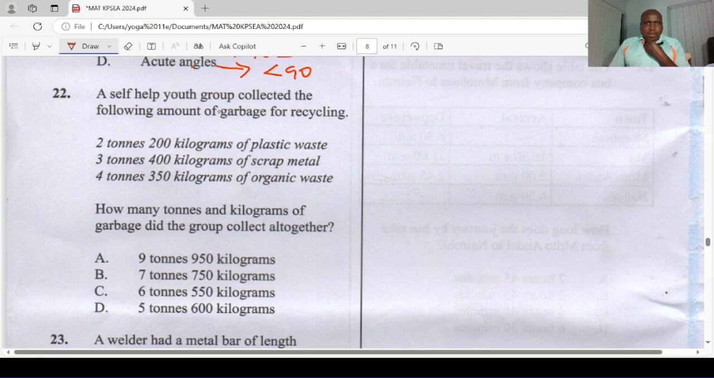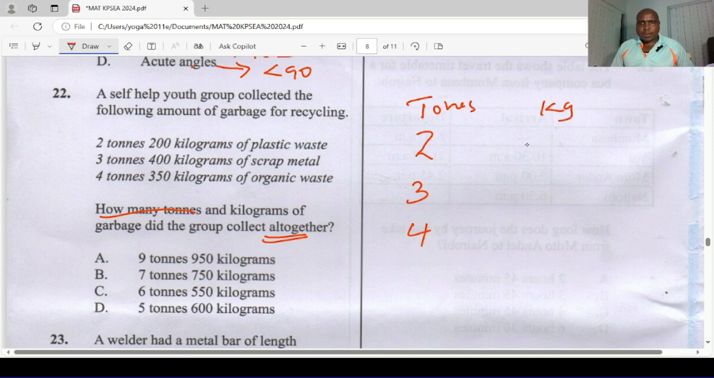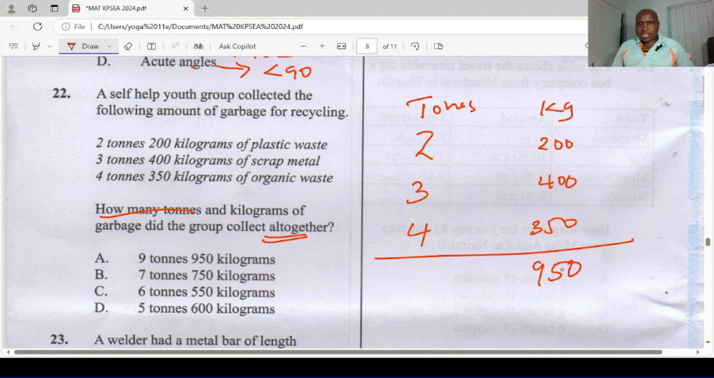A self-help group collected the following: 2 tons 20 kilograms of waste. So the question, how many kilograms altogether, means we add. So 2, 3, 4. This is tons. Kilograms, we have 200, 400, 350. So you add everything, this is 950. This is 5, 9. So it will be 9 tons and these kilograms.